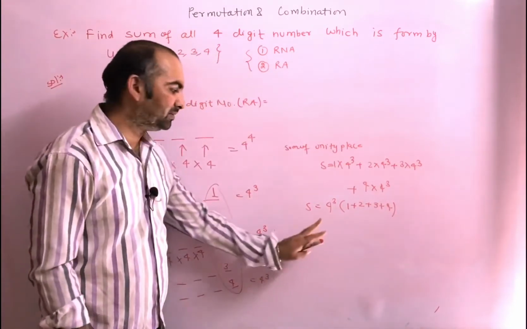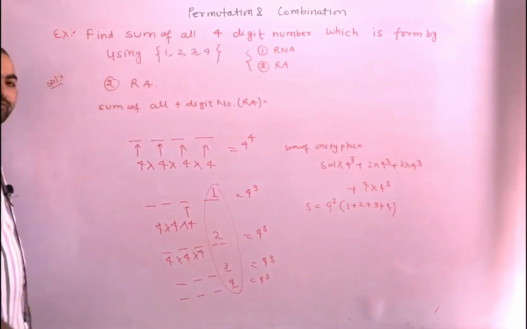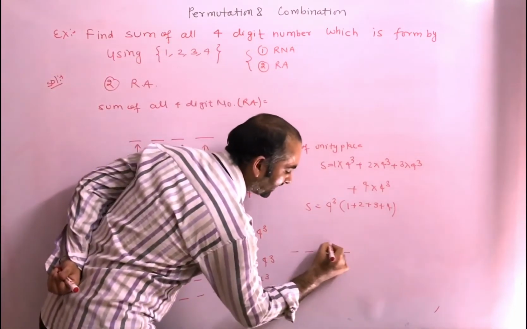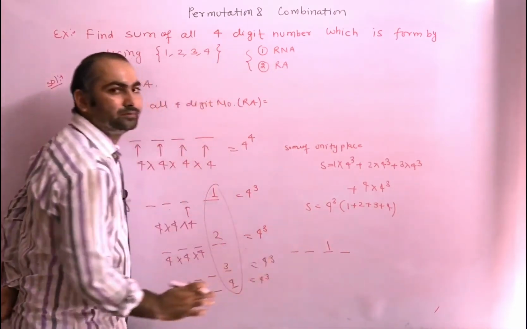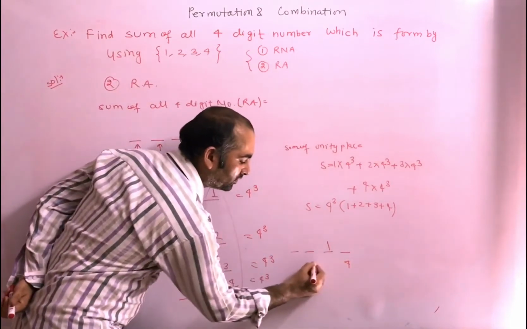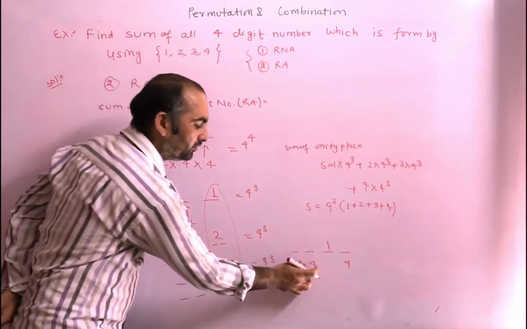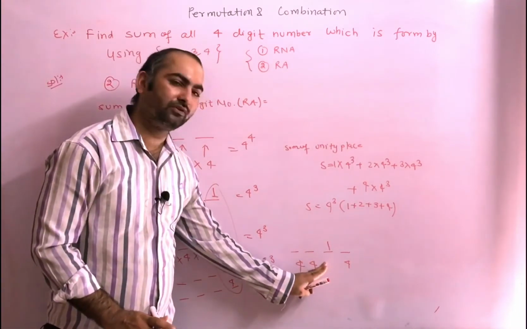Okay, so sum of unity place is what? 4 cube into 1 plus 2 plus 3 plus 4. Okay, similarly if I take 1 at second place, then how many numbers are there where second place is 1? So here we have to put 4 numbers, here also 4 numbers, here also 4 numbers. So what will come? 4 into 4 into 4, 4 cube will come. Similarly for 2 also, similarly for 3 also, similarly for 4 also.